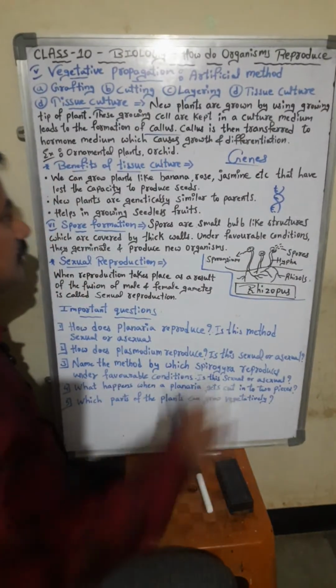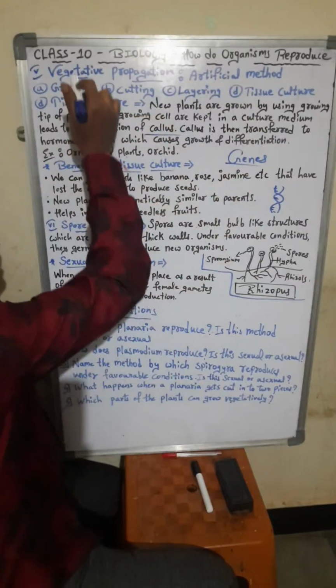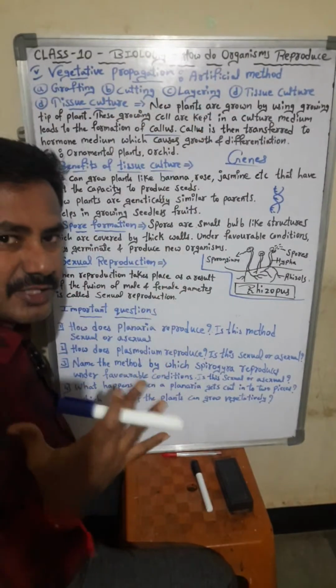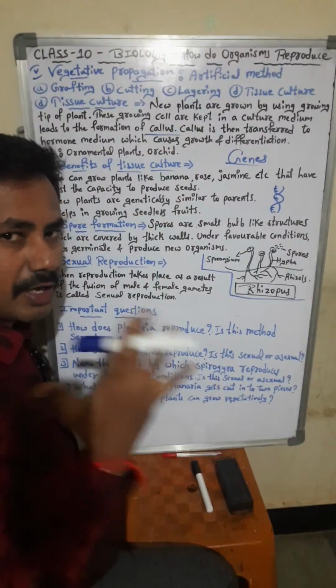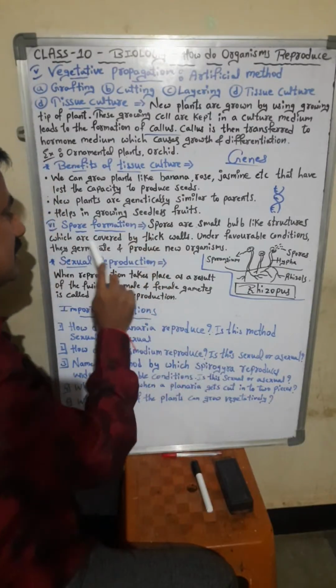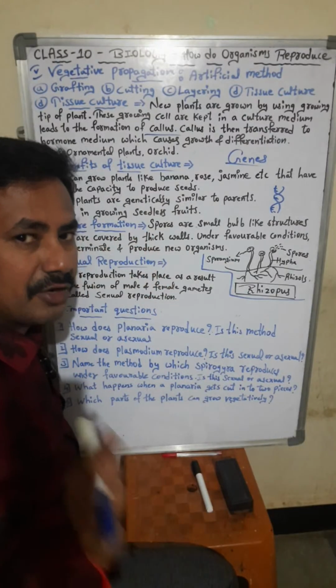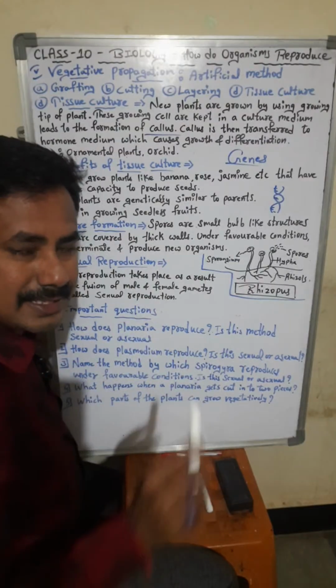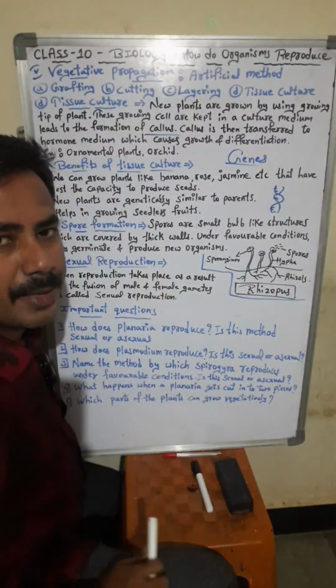Okay. So this is what we have seen, five in the asexual mode of reproduction. So the sixth one is there. The last mode of reproduction in your syllabus is spore formation.